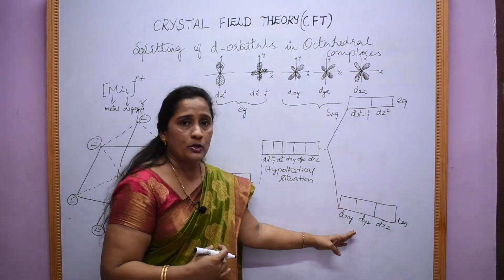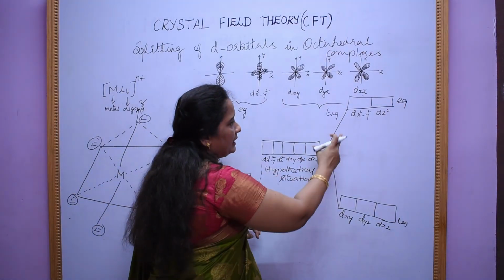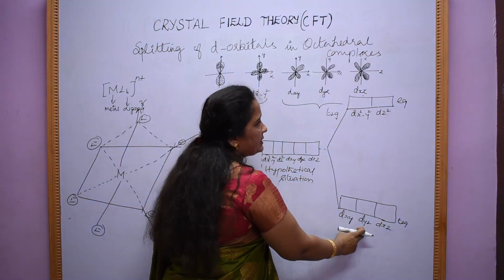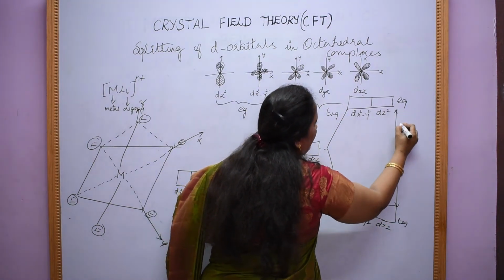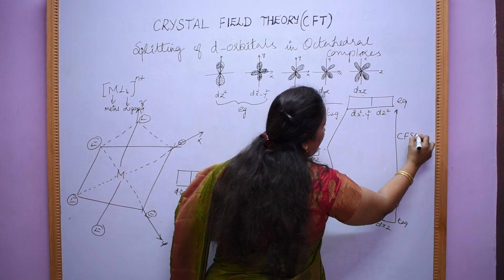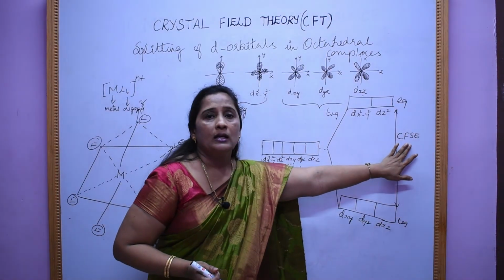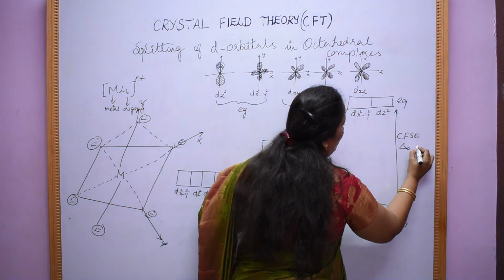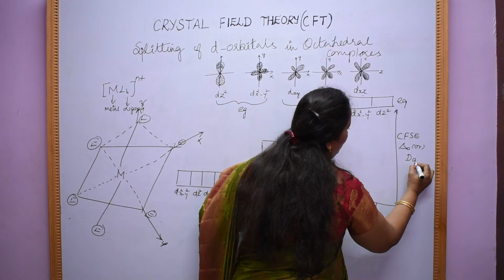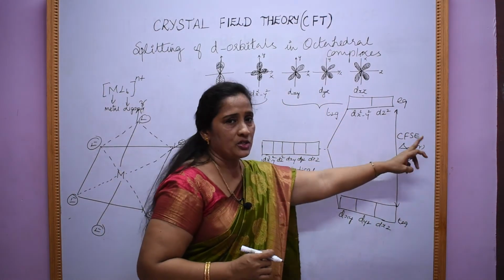They are lowered, the energy level is lowered, and the difference in energy level between the t2g set and the eg set of orbitals is called the crystal field splitting energy. This energy difference between eg and t2g is represented by delta 0 or the value of 10 Dq. This is called the crystal field splitting energy.